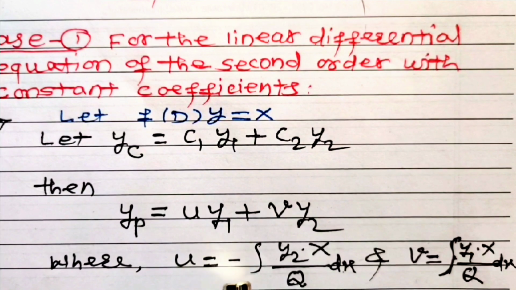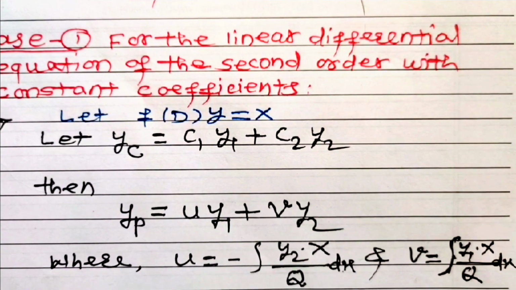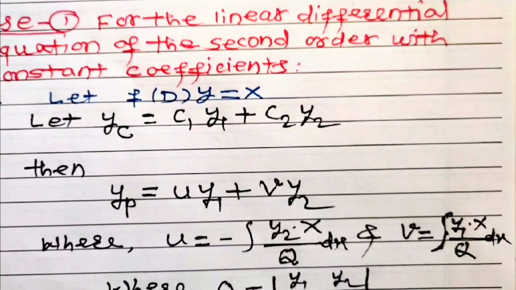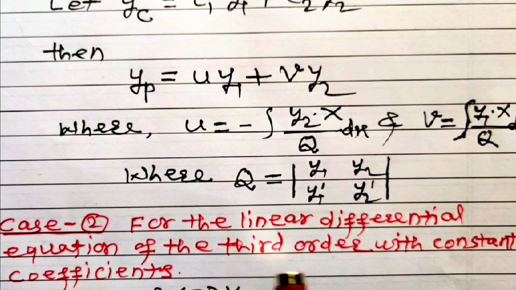Here u is equal to minus the integral of y2 X divided by Q, integral with respect to x, and v is equal to the integral of y1 X divided by Q, integral with respect to x, where Q we can find by solving this determinant. Now case number 2: the linear differential equation of the third order with constant coefficients.